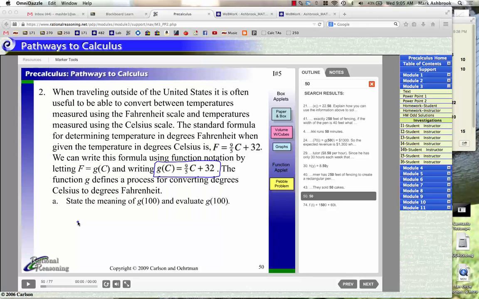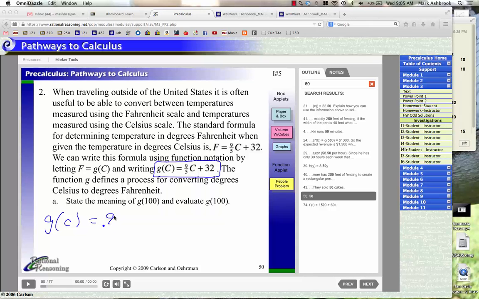Celsius. If you talk about a function in terms of converting something, it's going to start with something. In that case, that'll be the input, Celsius. It'll convert it to Fahrenheit, so the output is Fahrenheit degrees.